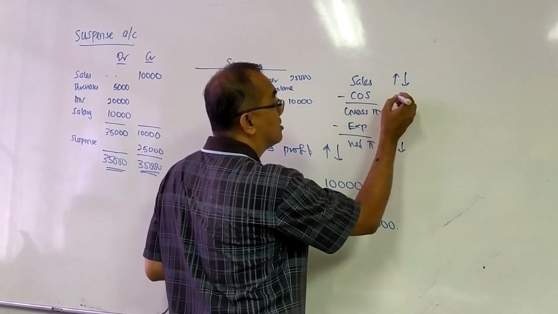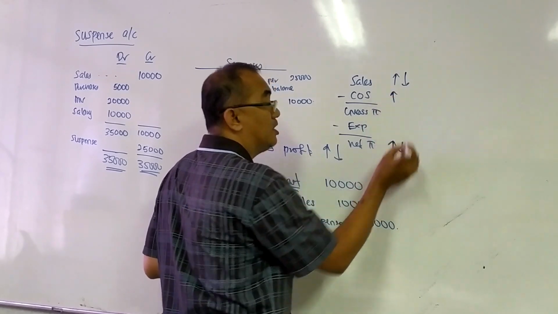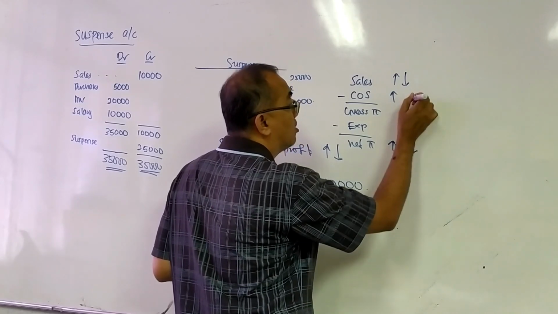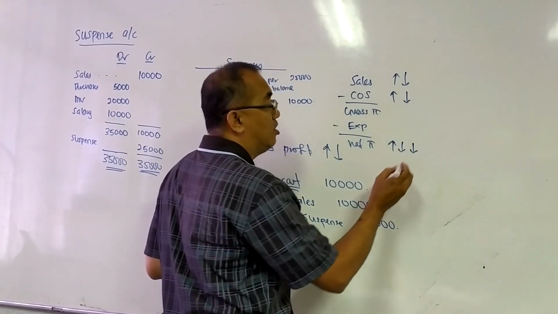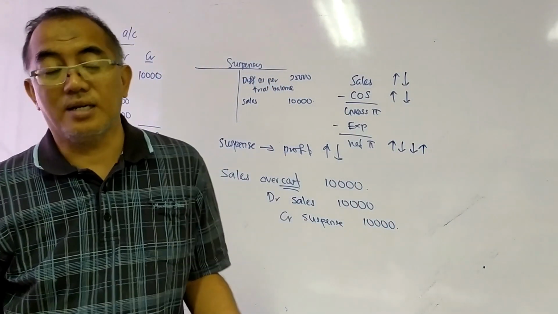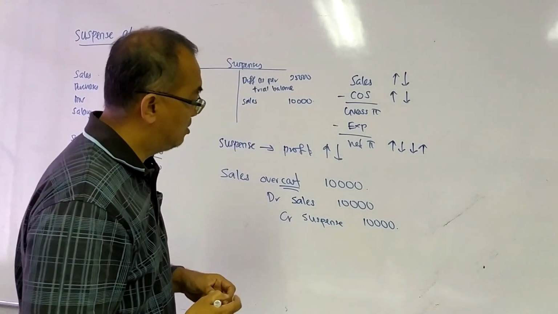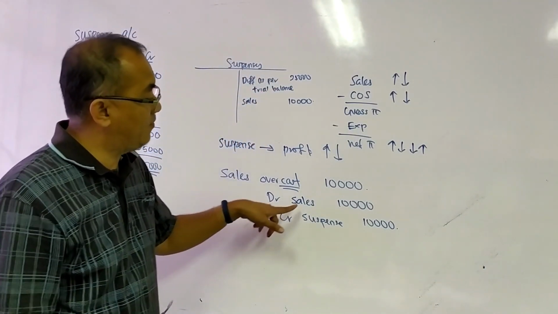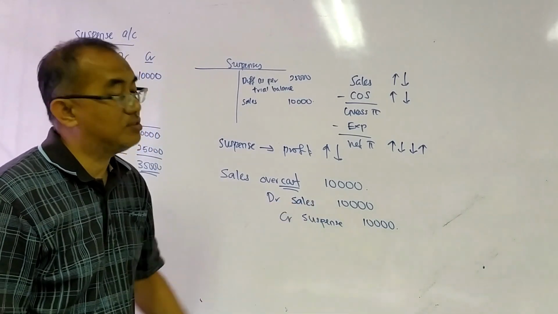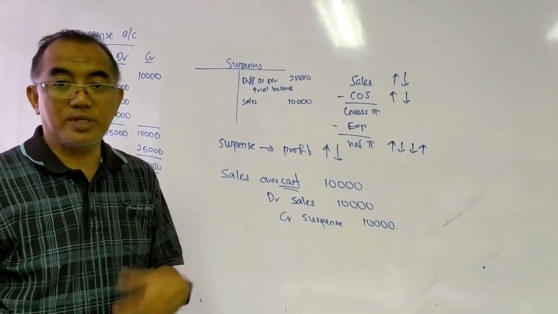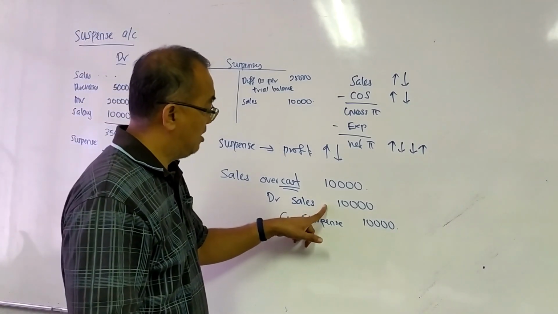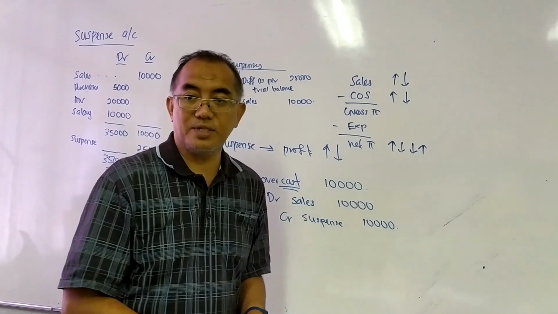If your cost is high, your profit will be lower. If your cost is lower, your profit will be high. Logic, yeah? That's logic. So here, in this case, if your sales are being reduced by 10,000, your profit will become more as a result, because your sales are being reduced by 10,000.